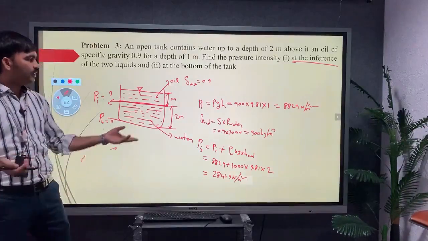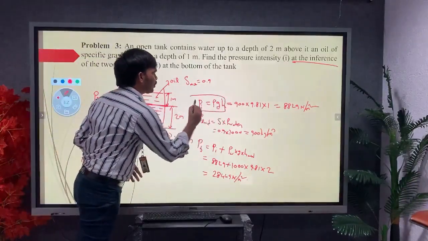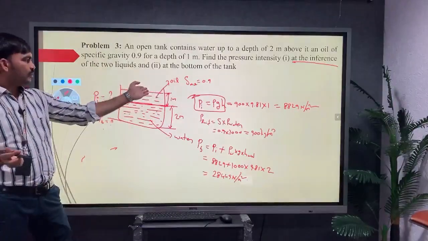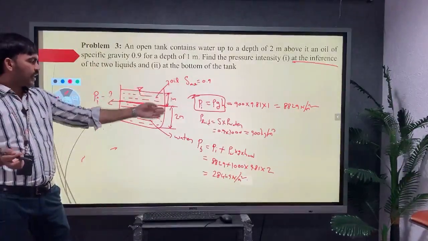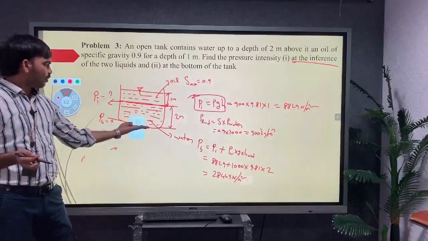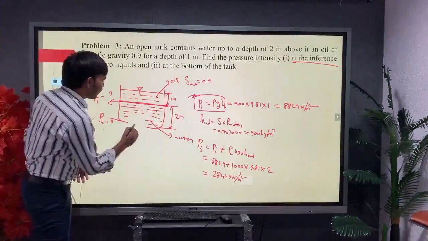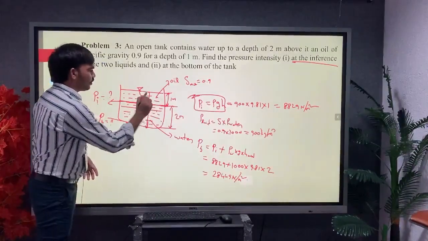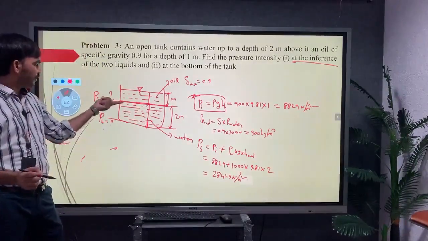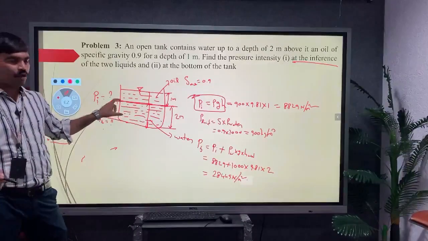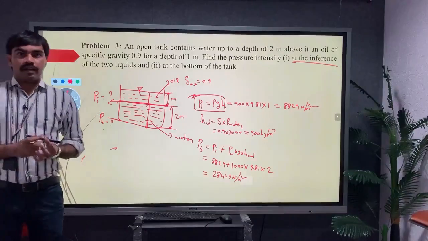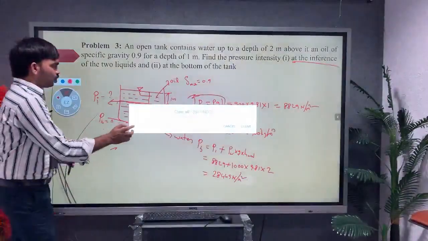So how do we calculate? We know that P is equal to rho g h, right? This is the formula for pressure. So we calculate the density of the fluid, and then we calculate the pressure. Similarly, here the water pressure means the pressure here, right? So this is the relative pressure, this pressure and this pressure. Then we add the pressure intensity at the interface and the pressure intensity created by this water, so we get the total pressure. Yeah, I hope you understand this problem too.